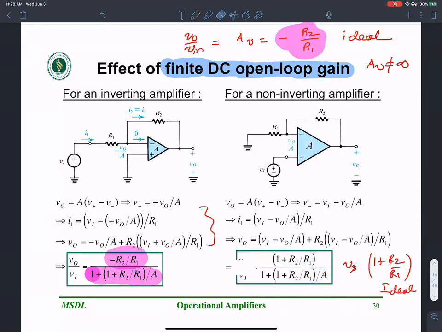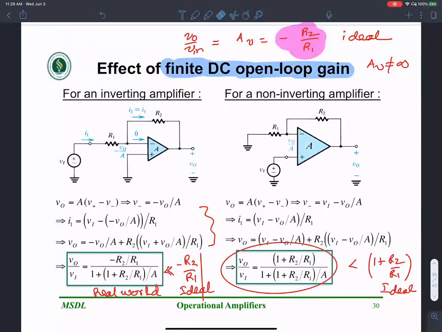The overall closed loop gain here is less than the ideal scenario. Similarly, in the case of an inverting amplifier, you would expect to see negative R2 over R1 in the ideal scenario. But the real world value is less than the ideal value. So you have a smaller gain. That's the idea. So this is the real world.